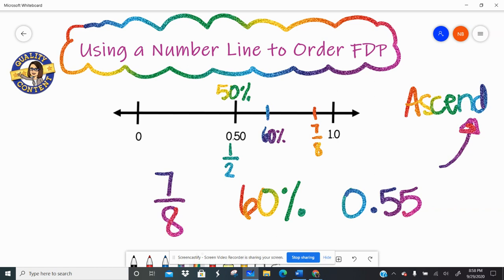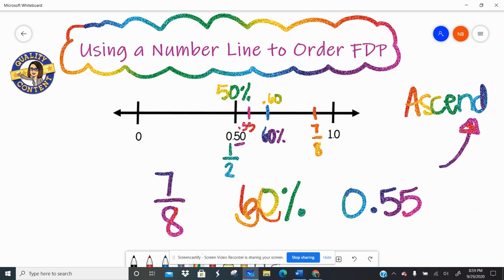And then I have 55/100. Well, if this is 50/100, I know that 55/100 would be definitely closer than that. So I'm going to put that there. And I can check that 60%, right? If I moved my decimal 2 spaces, is 0.60. So I think I have it really good at that point right there.